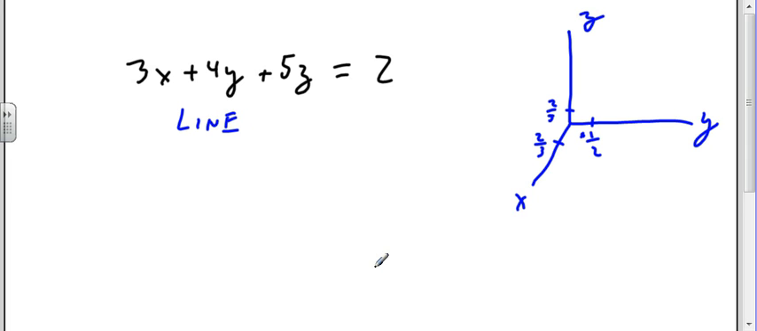Now, lines in 3-dimensional space, if I have 2 of them, do they have to cross? They got one going this way and one going like that. Do they ever cross? No, they're not going to cross. And so if I have 3 lines in 3-dimensional space coming to a point, that means that all 3 had to cross at the same point.